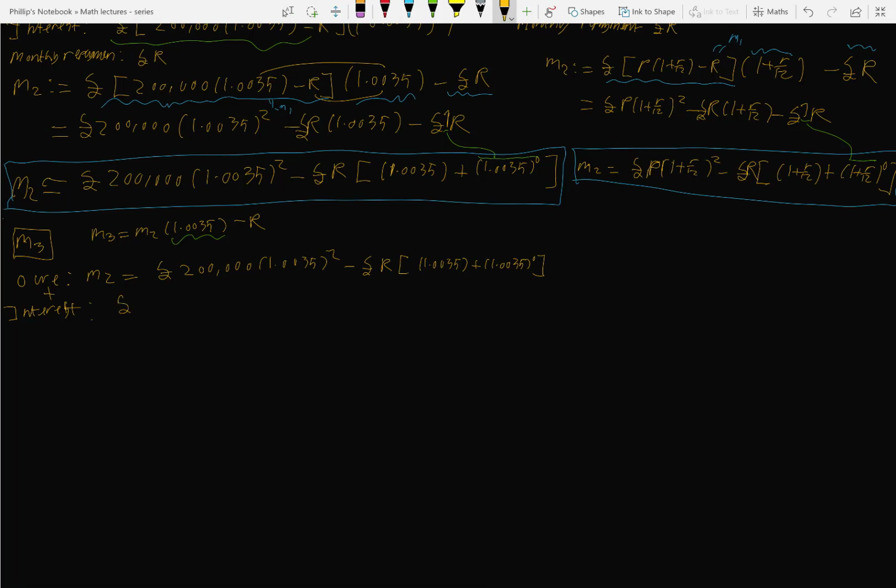So what we take is the M2, what we owe, times by this whole thing, minus capital R times by 1.0035 plus 1.0035 to the 0, and then all this multiplied by 0.0035 minus, and that's the interest.